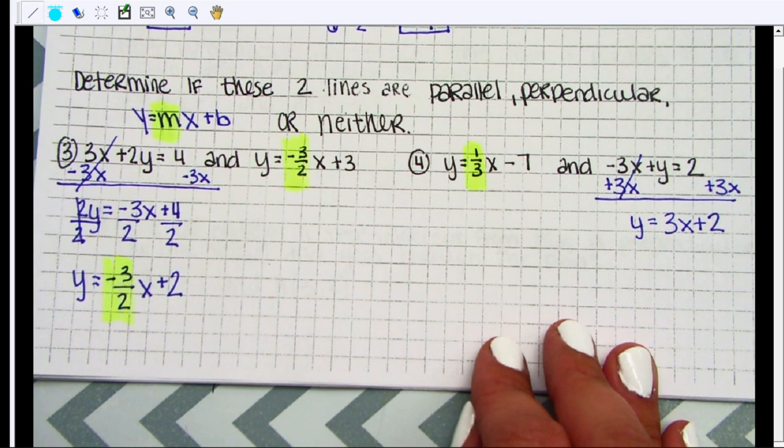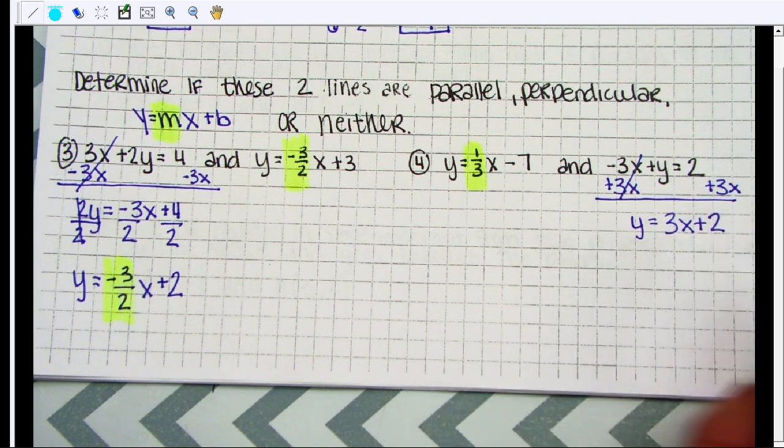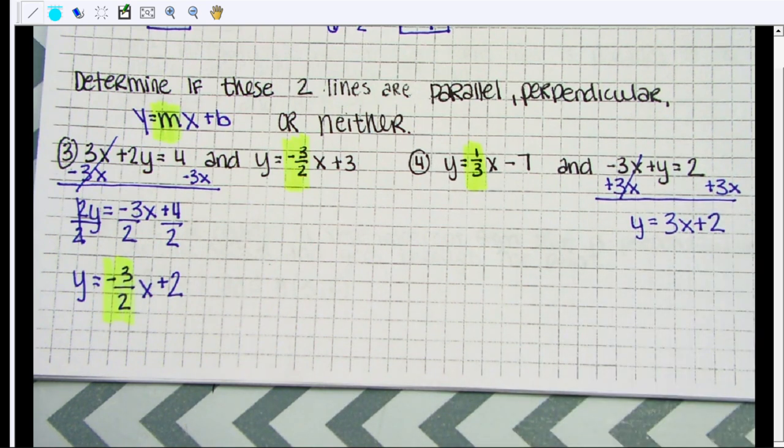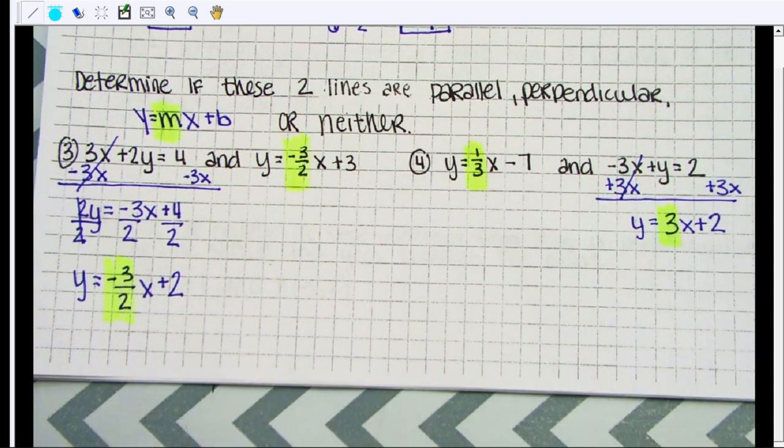Okay, so we get 1/3. Then here we subtract or add 3x. Then we're left with y equals 3x plus 2. So what's our slope? I'm sorry, I got distracted. It's 3. What kind of slopes are 1/3 and 3? So we got neither and we got perpendicular. I'm glad that we didn't say parallel, so good job on that. Okay, so I have 1/3 and 3.